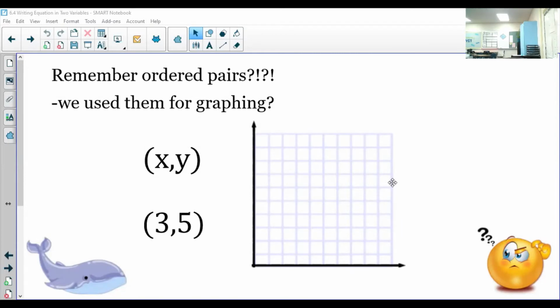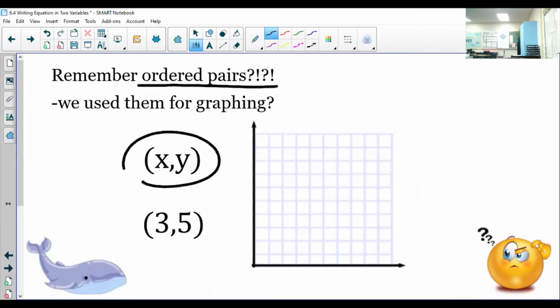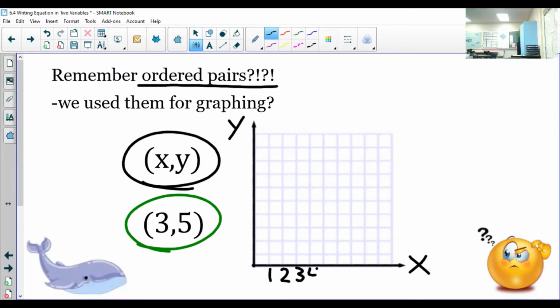Do you remember ordered pairs? We used those when we were graphing. The ordered pair is always x comes first and then y. This is the x-axis, this is the y-axis, and if I had an ordered pair like this one right here, 3, 5, I could graph that point, right? My graph would need to have numbers on it: 1, 2, 3, 4, 5, and then 1, 2, 3, 4, 5. 0 is always right here.